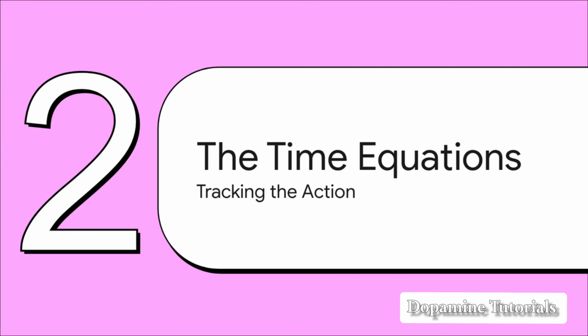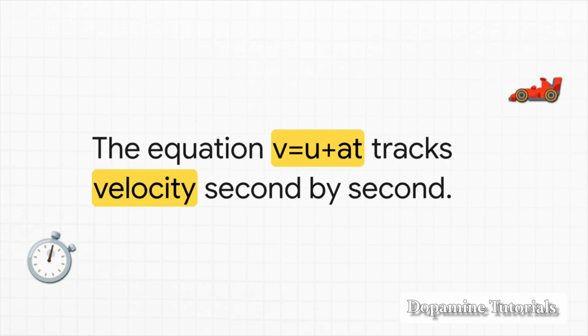Moving on to Section 2, the time equations, tracking the action. Both of these are going to rely heavily on the clock. Meet Equation 1. V equals U plus AT. I like to call this one our time tracker.